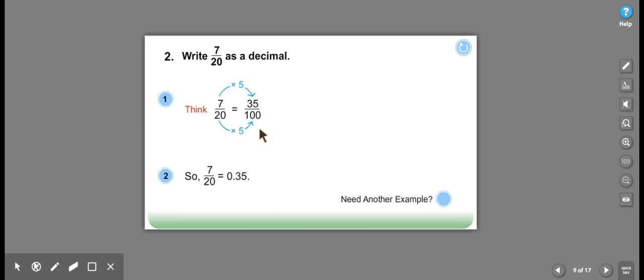So even if the denominator isn't a power of 10, it can easily be converted if it has a denominator of like 5, 20, 10, okay?